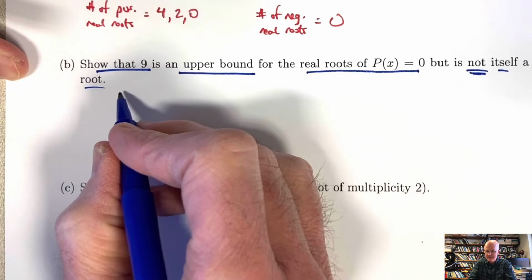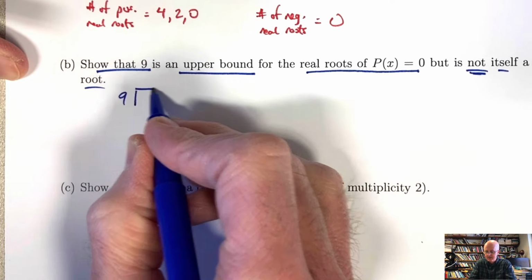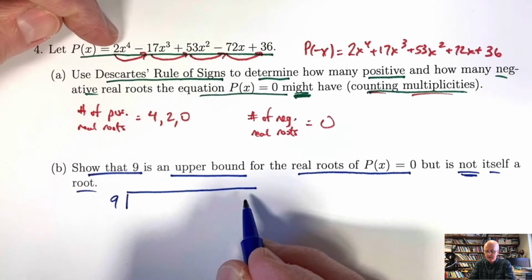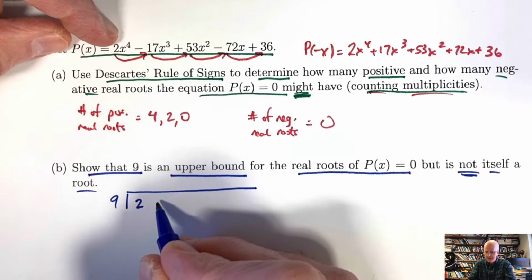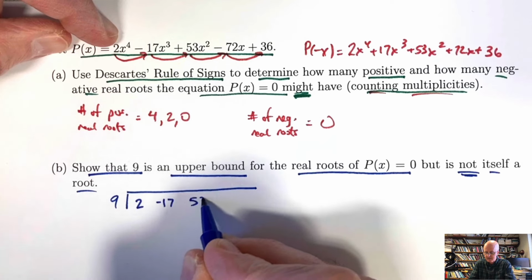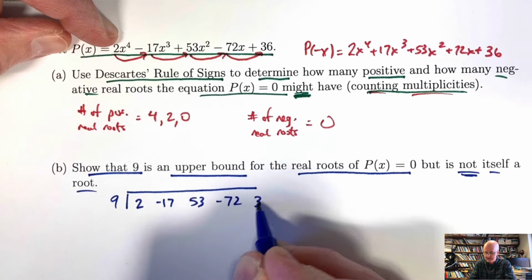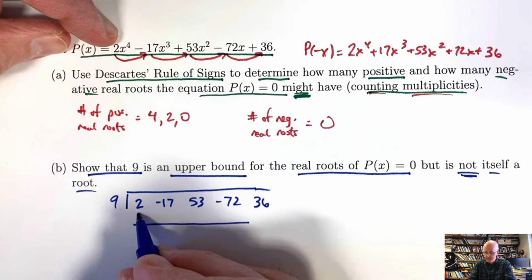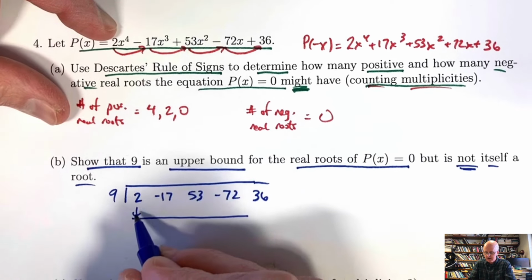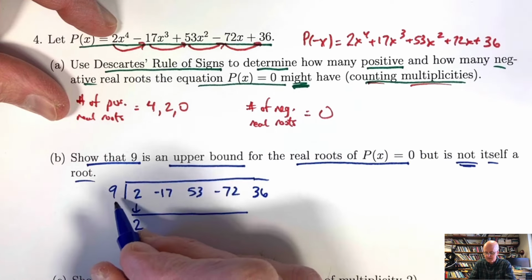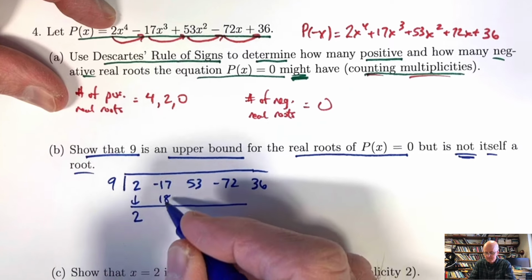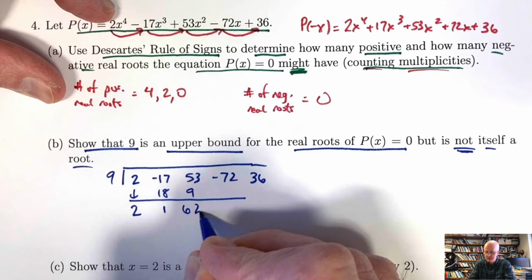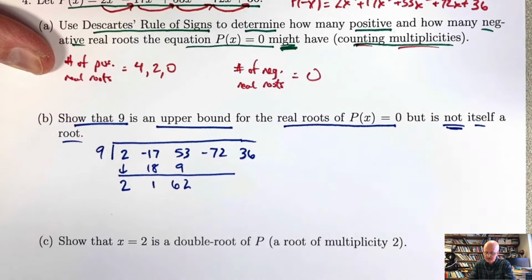We can divide by x minus 9. We can also use synthetic division. Dividing x minus 9 into this polynomial, put the coefficients down here: 2, -17, 53, -72, 36. There are no missing terms, so I don't put any zeros. So I'm hoping for all positive numbers down here. Bring the 2 down, that's positive. 9 times 2 is 18. -17 plus 18 is +1. +9, +62.